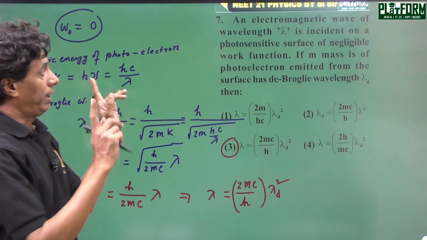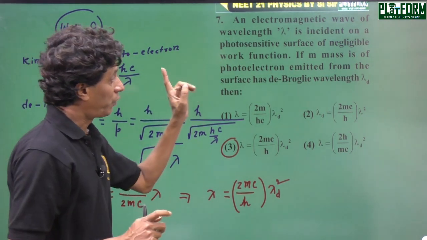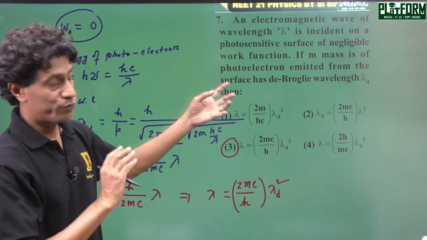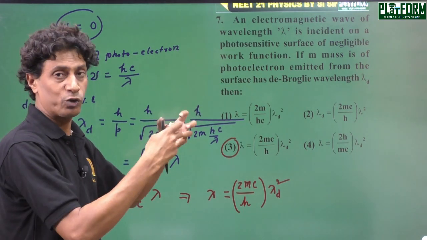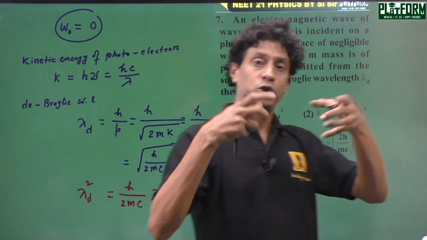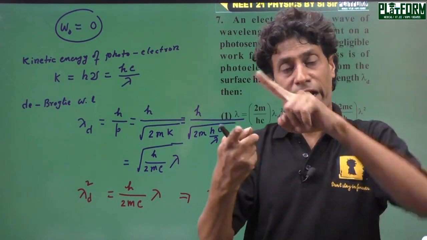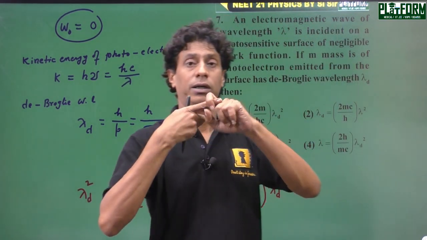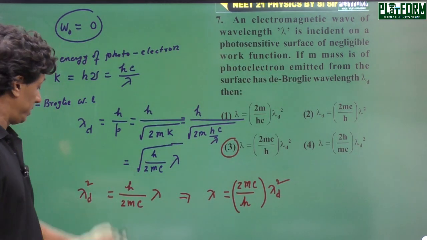Okay, this is a problem taken from the photoelectric effect, but we have to find the de Broglie wavelength, so it is a mix of two chapters, the photoelectric effect and de Broglie wavelength. Okay, next problem.